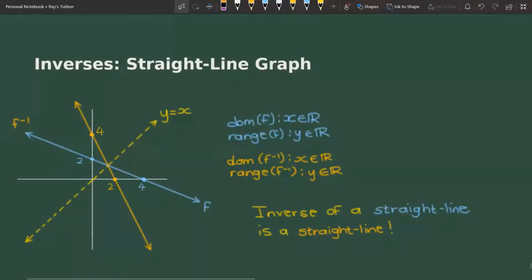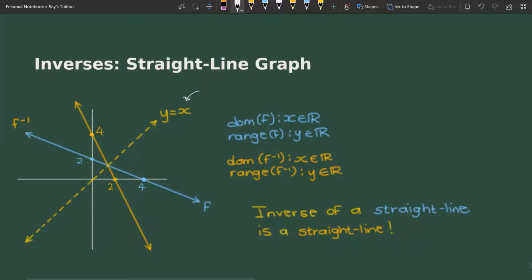Everybody, and welcome to this video on functions. In this video, we're having a look at inverses and specifically the inverse of a straight line graph. Now, as we have mentioned in the previous video, an inverse is a reflection of the graph about the line y is equal to x.